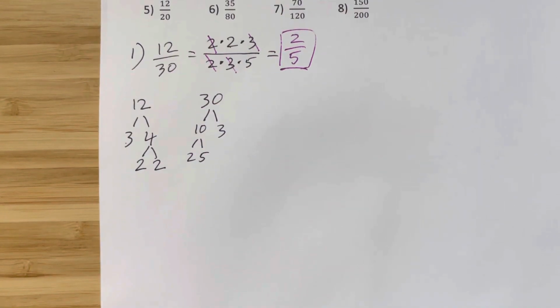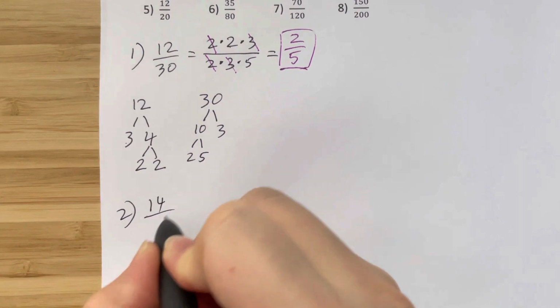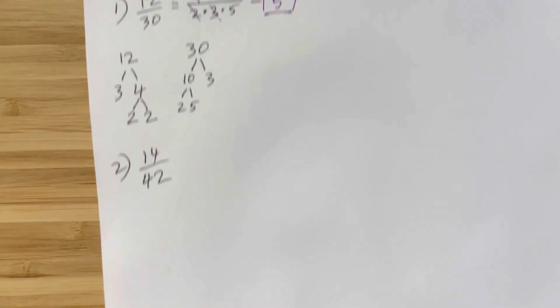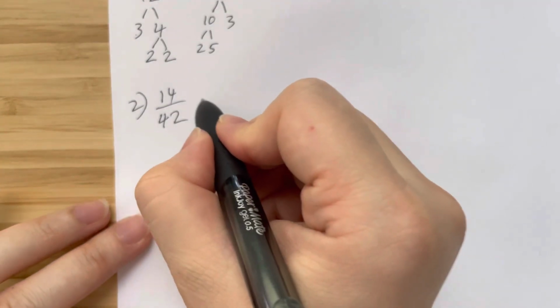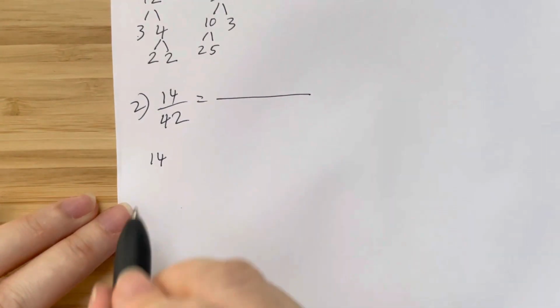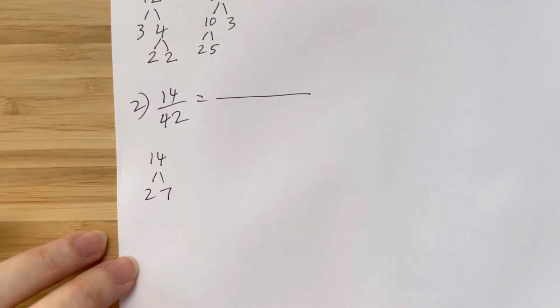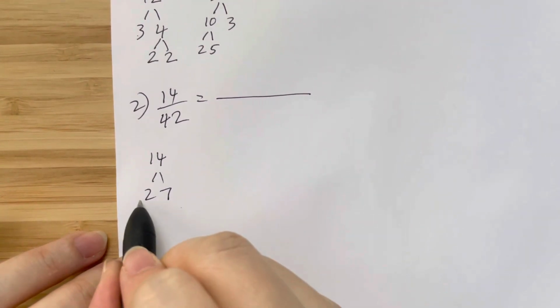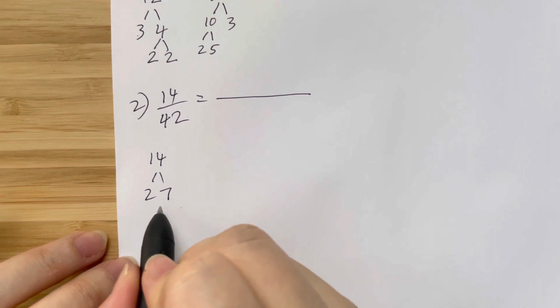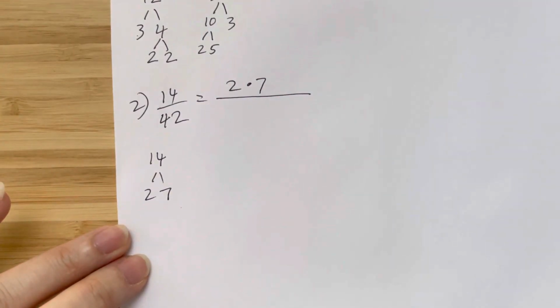The next one we have, number 2, is 14 over 42. So now, again, we're going to do the same thing. We're going to have 14. A 14 is a 2 and a 7. 2 and 7, both are prime numbers. We can't go any further, so we're going to write down 2 times 7.